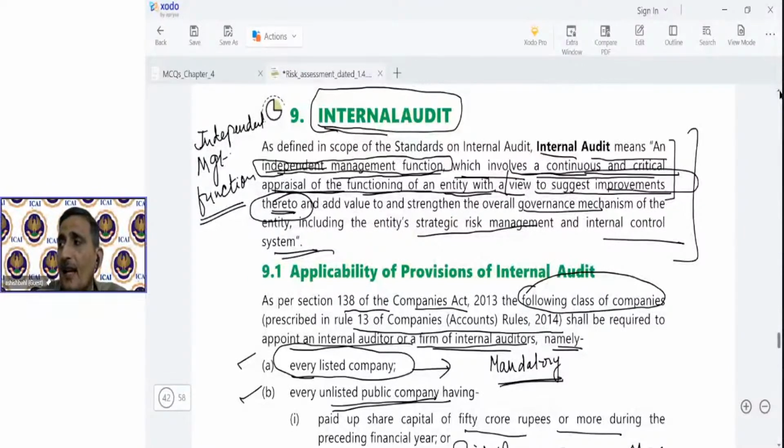Yes, they are appointed by the company, Darshan. Yes, they are appointed by the company directly.